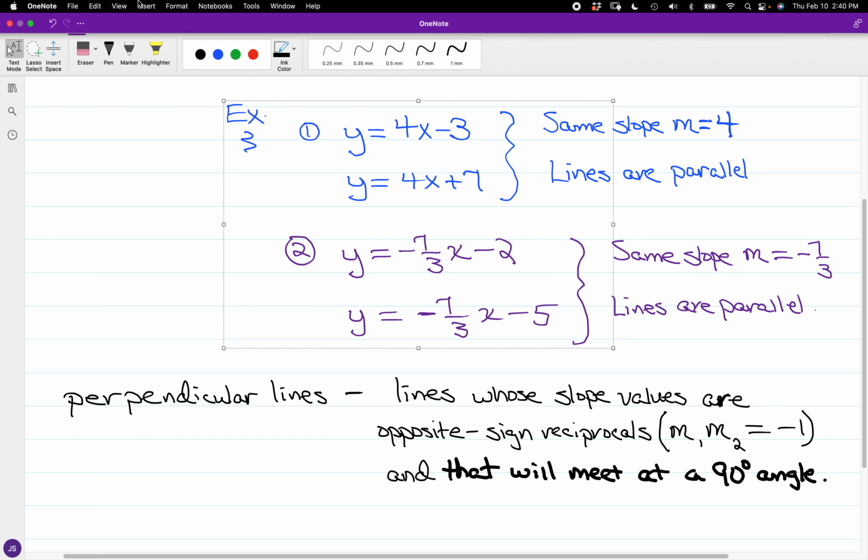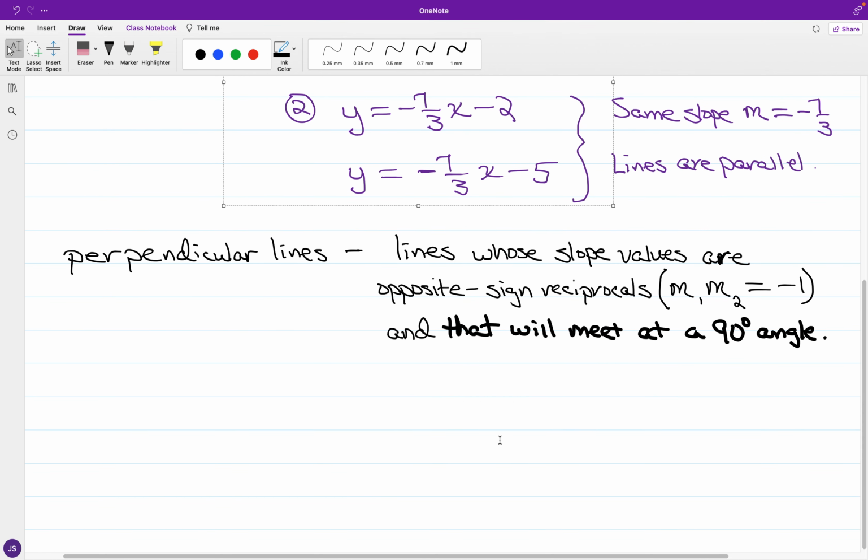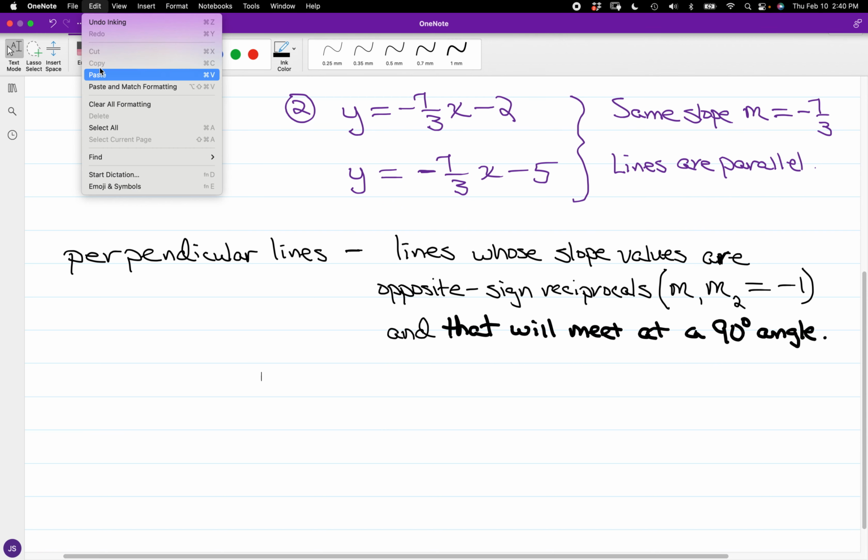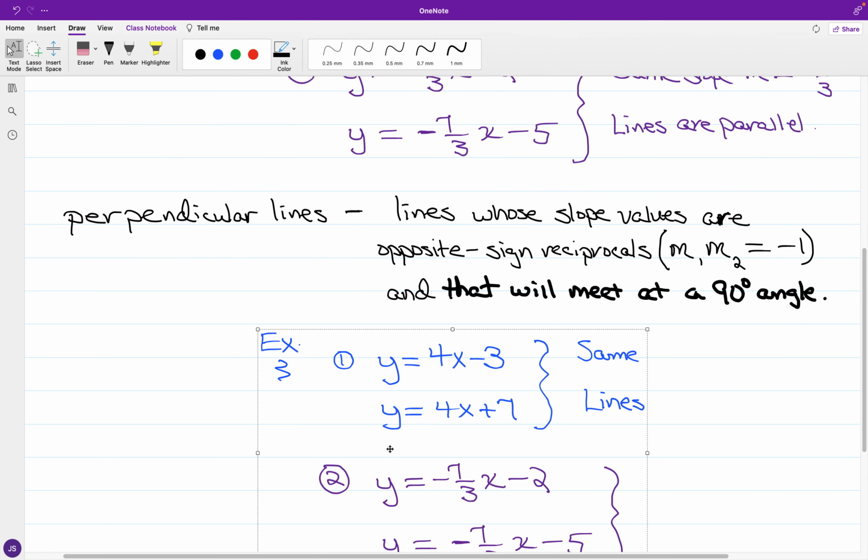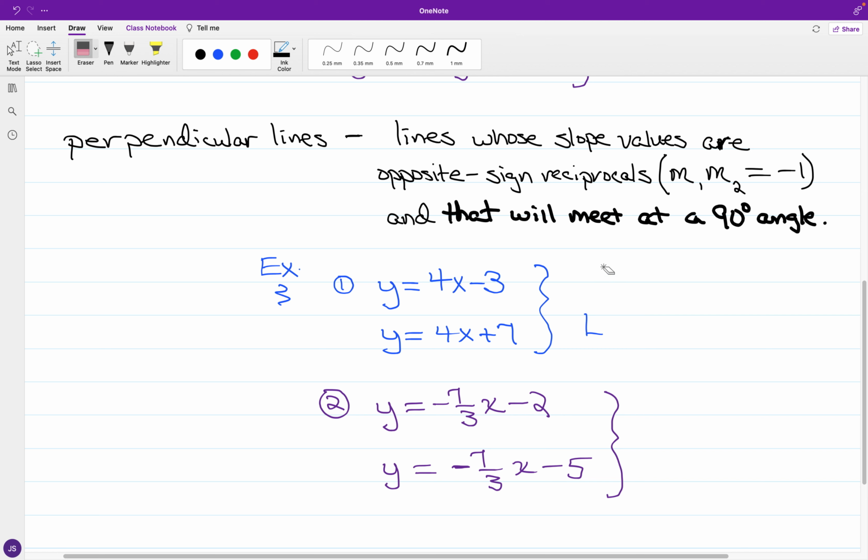And let's say that I kind of go with most of the earlier pairings for the parallel lines and just construct a situation where we have perpendicular lines. Okay, so for these we just need a couple of modifications.